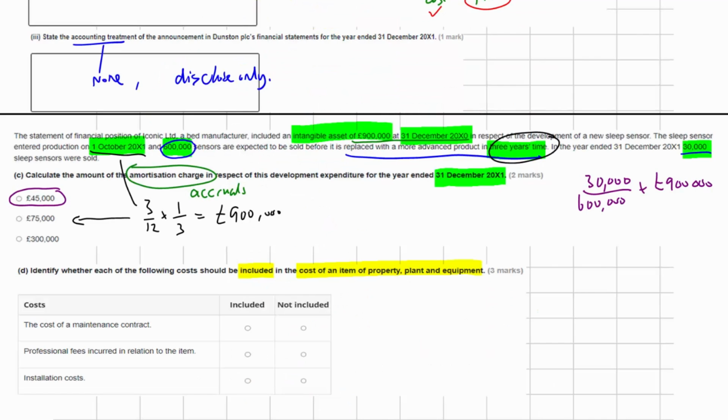So based on the list that we've just looked at, we can say that yes, professional fees, that can be included. Installation costs, yes, that was on the list. But the cost of maintenance, that wasn't on the list. That's going to be an ongoing cost, and that should be excluded from the cost of that property, plant and equipment.